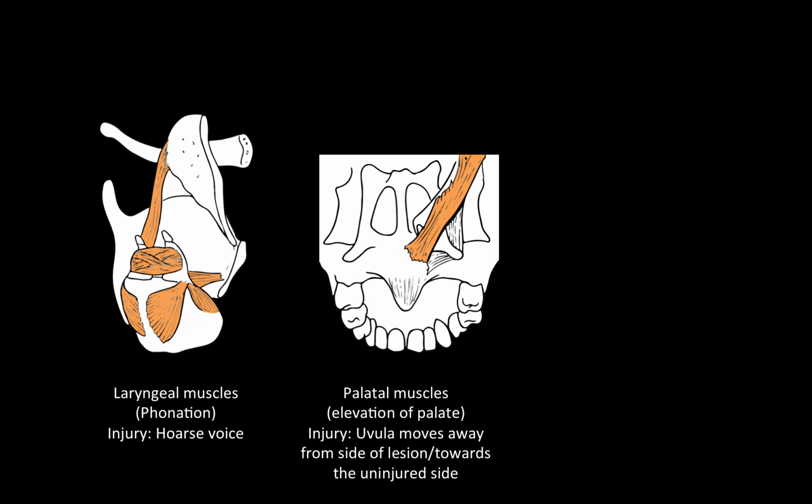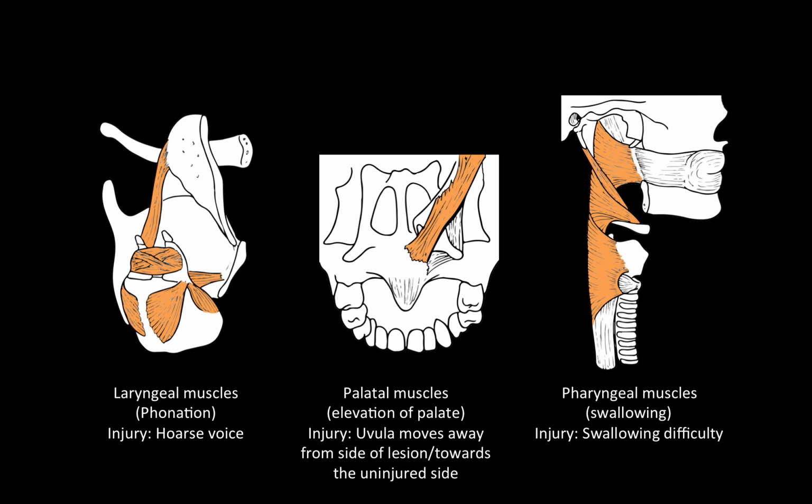It also innervates some palatal muscles, specifically the one highlighted in orange there, which is the teeny weeny levator veli palatini muscle, and this elevates the palate. So injury to the nucleus ambiguus results in the uvula moving away from the side of the lesion, or towards the uninjured side. And pharyngeal muscles: this shows the superior, middle, and inferior pharyngeal muscles and the stylopharyngeus muscle.